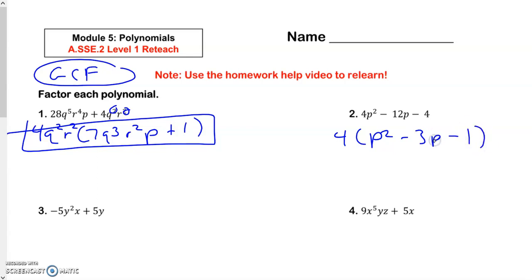And keep in mind, if you redistribute this problem, it will go right back. So you need to be able to go forwards and backwards and backwards and forward.